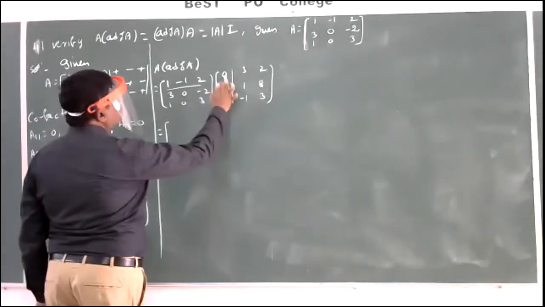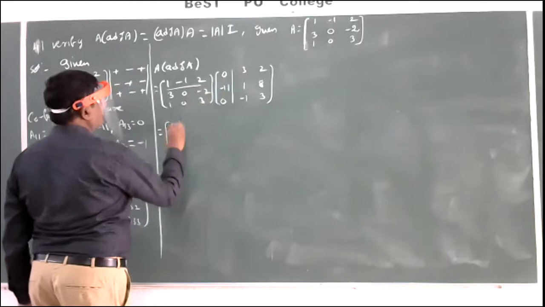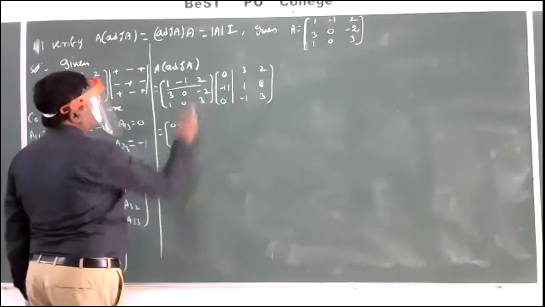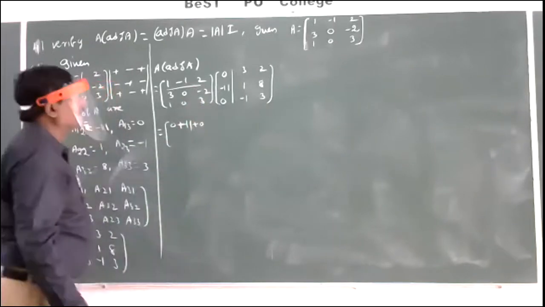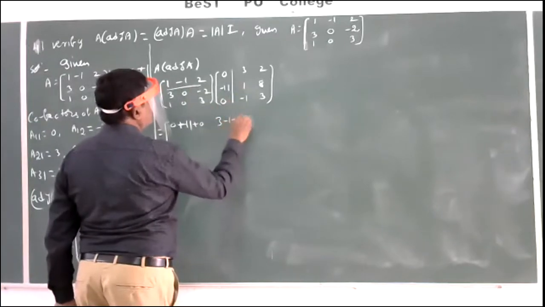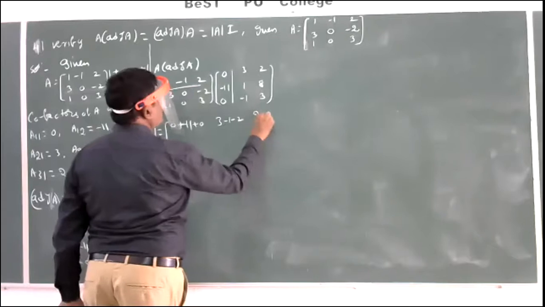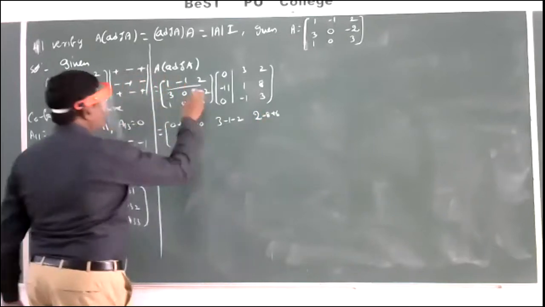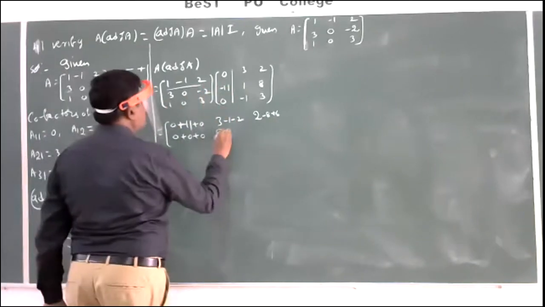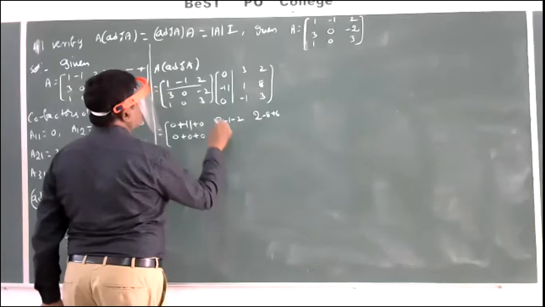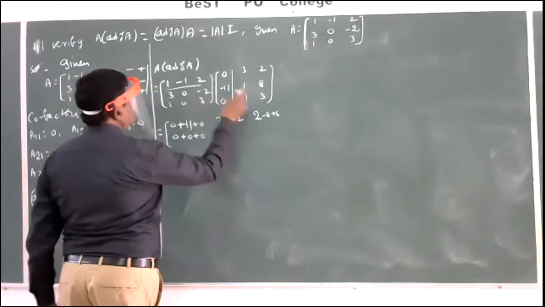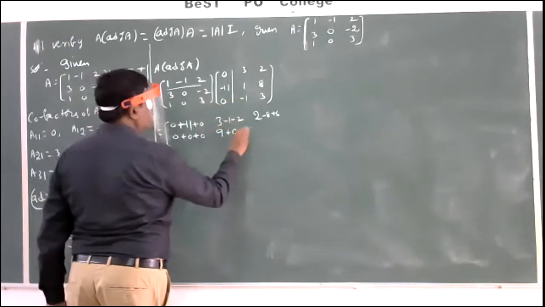Multiply this: 1 into 0, 0, minus 1 into 1, 11, 2 into 0 plus 0. Next 1 into 3, 3, minus 1, minus 2, 1 into 2, 2, minus 8 plus 6. Next 3 into 0, 0, plus 0, plus 0. Next 3 into 3, 9. 3 into 3, 9, 0, minus 2 into minus 1, plus 2.